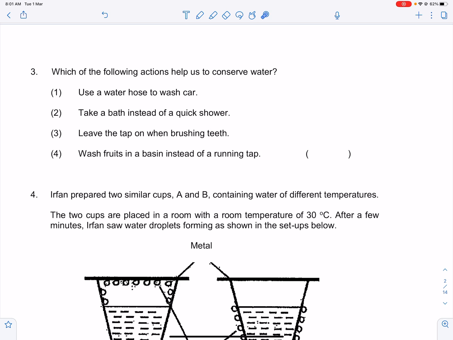Okay, next, which of the following actions help us to conserve water? This is a pretty straightforward question. Answer is 4. Right, you wash a fruit in a basin instead of a running tap, because if you leave the tap running, a lot of water will be wasted.